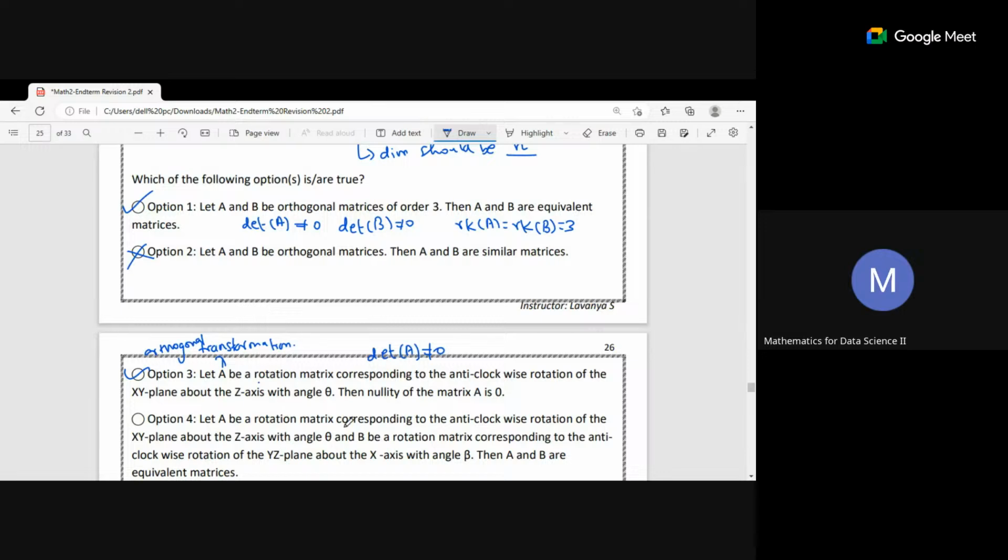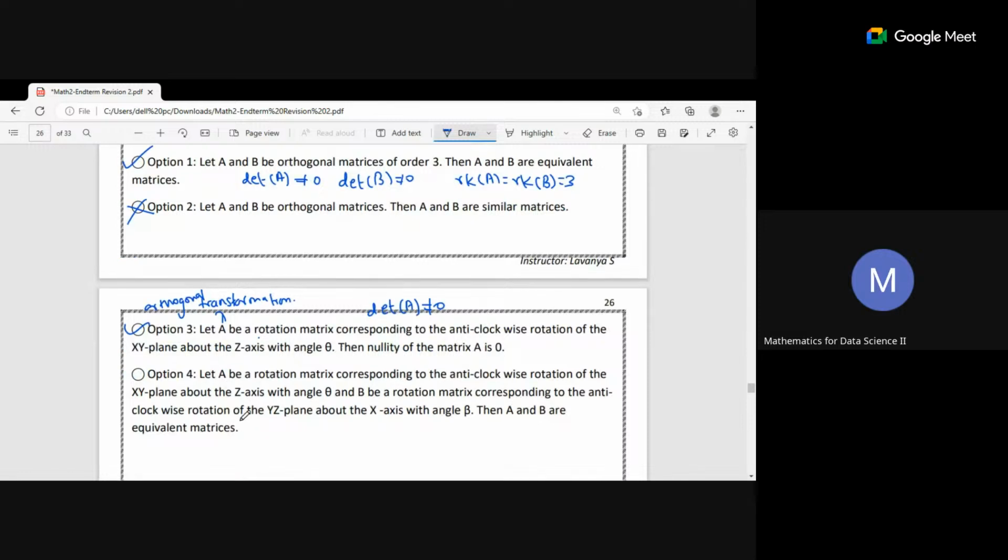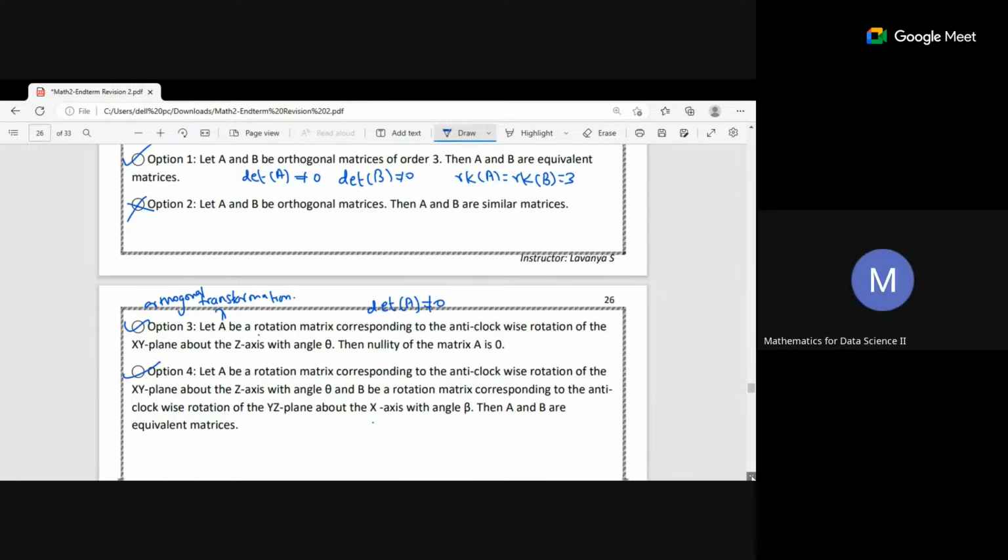Okay. Let A be a rotation matrix corresponding to the anti-clockwise rotation, and B be the rotation matrix corresponding to another rotation. Then A and B are equivalent matrices. Since both are rotation matrices, they are orthogonal matrices, so their determinants are non-zero. So again, using a similar argument, A and B are equivalent. True or false? True. Okay. Fine.